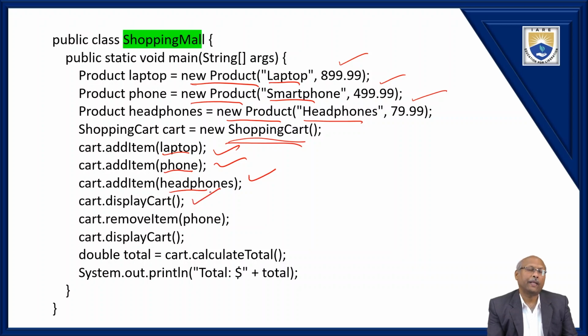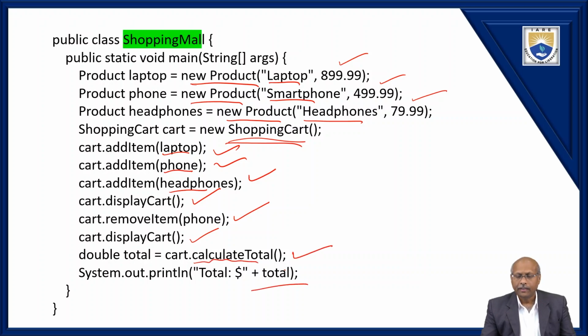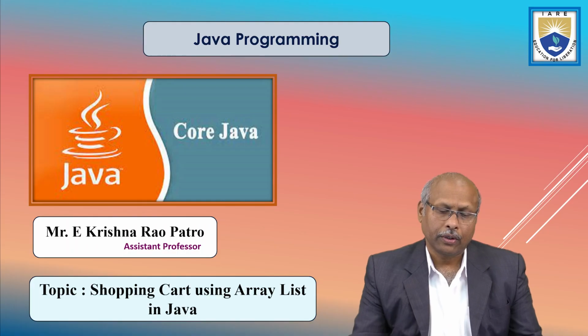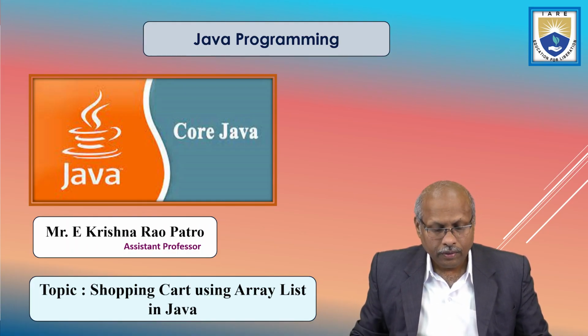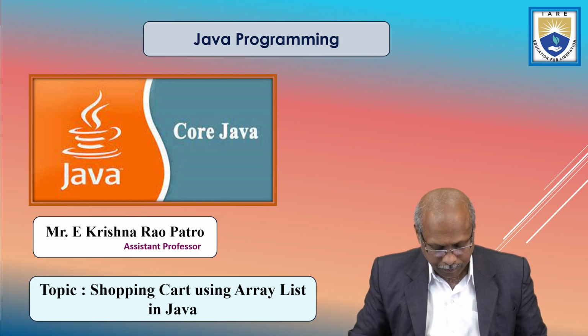And finally, I want to display it. You can display. And sometimes you may be interested to remove an item. So you can remove. And after removing, display the cart. Then you can calculate the total bill and print it. This is my requirement. So let us have an application. Now, let me implement it through Notepad.